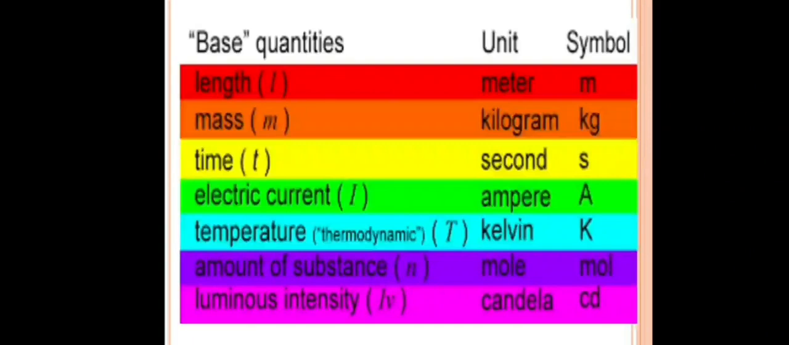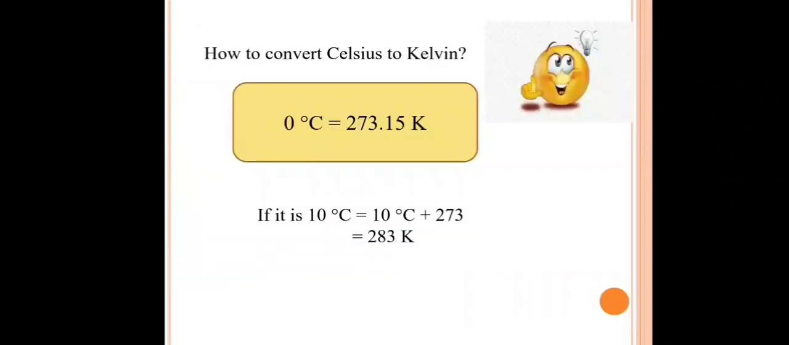Time means its unit is second and its symbol is small s. And then if it is current means its unit is ampere and its symbol is capital A. Temperature means its SI unit is Kelvin, so we can represent it as capital K. Okay, now we'll see how to convert Celsius into Kelvin scale.